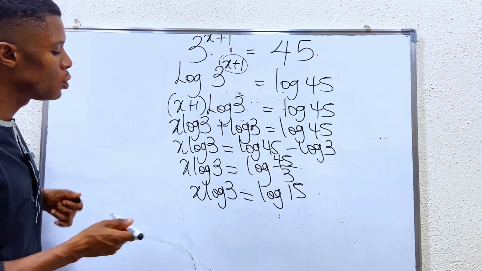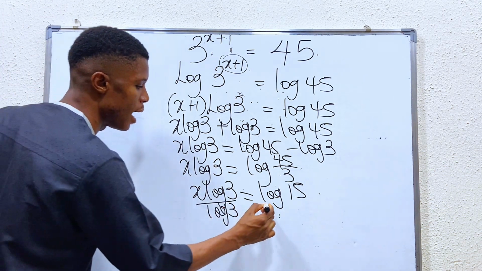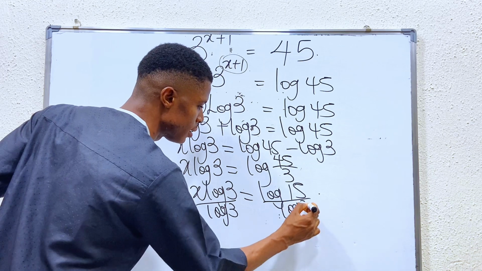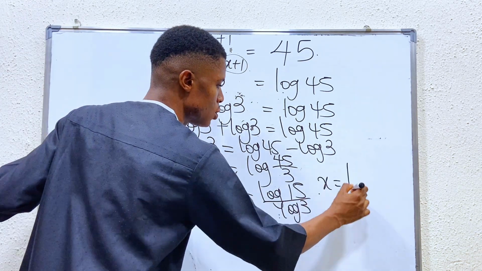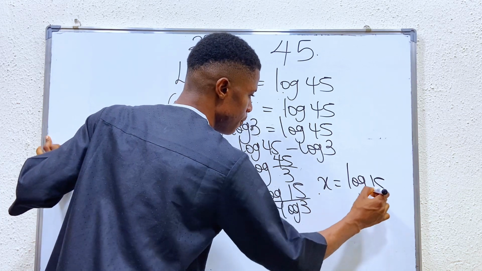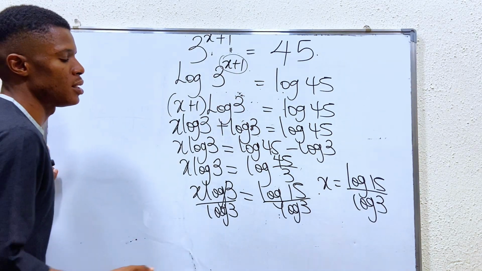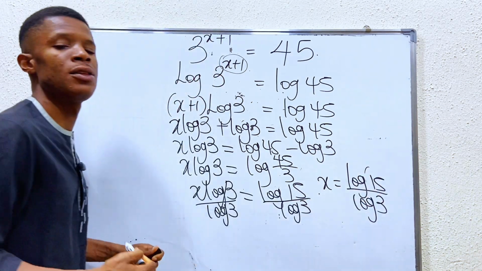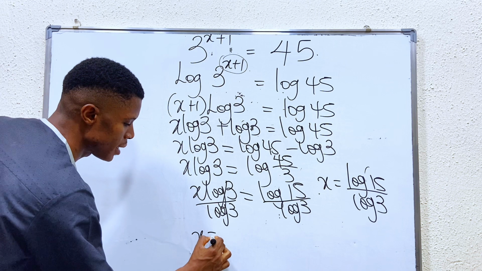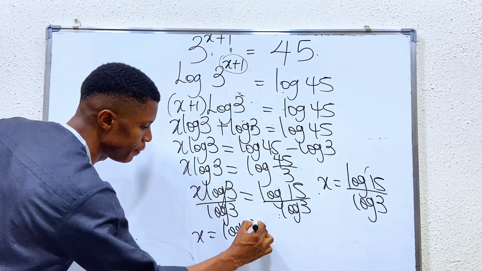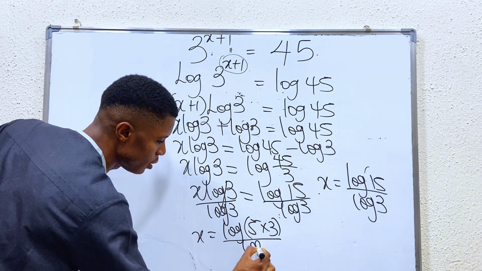Since you are looking for x, you divide through by log 3. If you divide by log 3, you see that x is equal to log of 15 over log 3. Here, you can now see that 15 can be expressed as the product of 5 and 3. So we can now say that x is equal to log of 5 times 3 divided by log 3.